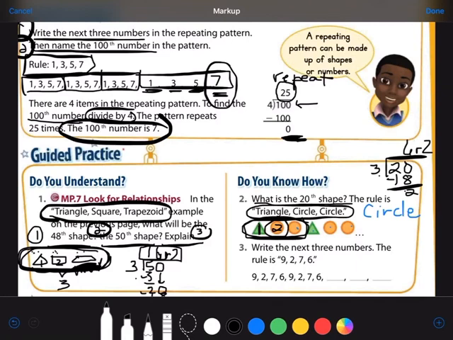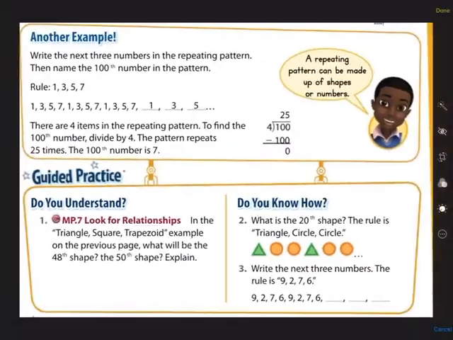Let's look at number 3. Write the next 3 numbers. That's the first thing I have to do. The rule is 9, 2, 7, 6. I'm going to box these in. It makes it easier for me. 9, 2, 7, 6. 9, 2, 7. And there's no more blank. They only wanted 3, but the last one would be 6 in that pattern, right? So that one wasn't too difficult at all. Yay. Let's look at another.